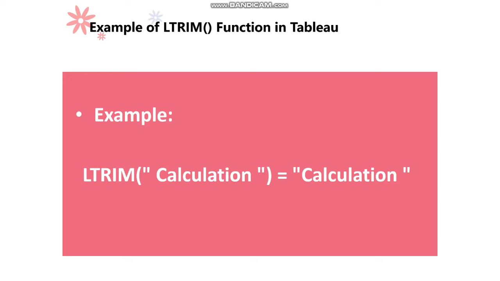For example, if you have both the spaces in your data but you are only focusing on the beginning of the data, like you don't want any spaces at the beginning of your column or any record, in that case, you should be using the LTRIM function in Tableau. Let me open Tableau Desktop and show you how to use the LTRIM function in Tableau.